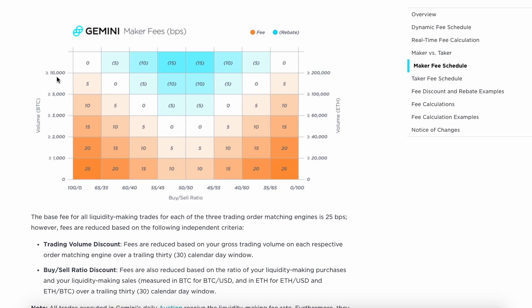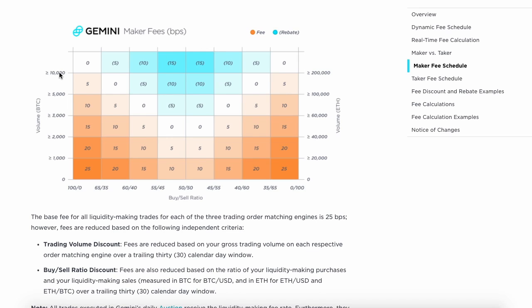So let's say you trade with exactly 10,000 Bitcoin per month, and that you get the 15 rebate. That is a 0.15% rebate on your investment. So if you trade with a million, you would get paid whatever is 0.15% of that. You would get that immediately credited to your account.